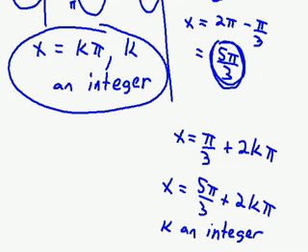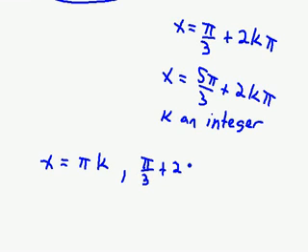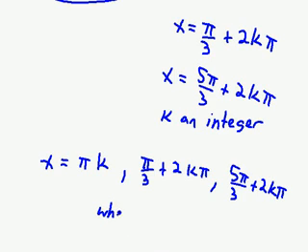So just to summarize, we have x could equal pi times k, pi thirds plus 2k pi, also 5 pi thirds plus 2k pi, where k is an integer.